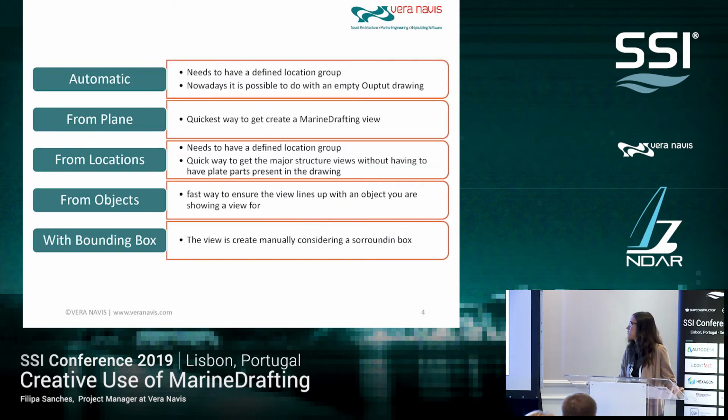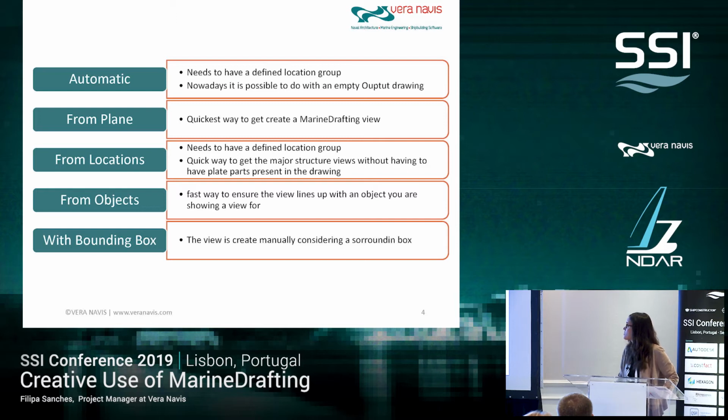So there are 5 ways to create views on marine drafting. The first one is the automatic way, and this needs to have the location group created. And as I said, it's possible to do it with an output drawing completely empty. From a plane, this can be very useful, for example, when you have a pipe arrangement that is very complex and you don't know exactly where you want to cut, what are the coordinates, and then you can pick, for example, a pipe and the marine drafting will cut from that position.